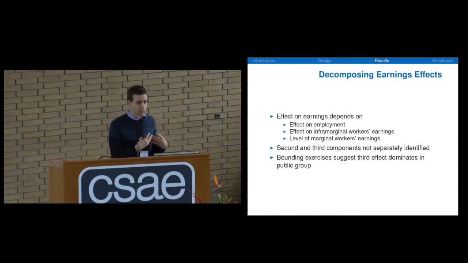We've set up an econometric method to decompose these, and it looks like most of the effect is this third one. So it looks like our inframarginal workers, the people who are getting jobs anyway, are not earning more because of treatment. It's basically as though we're getting more people into employment who are now earning something rather than zero.